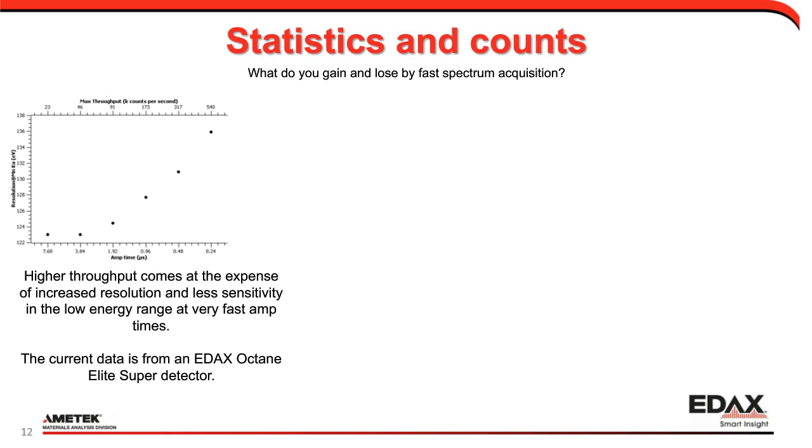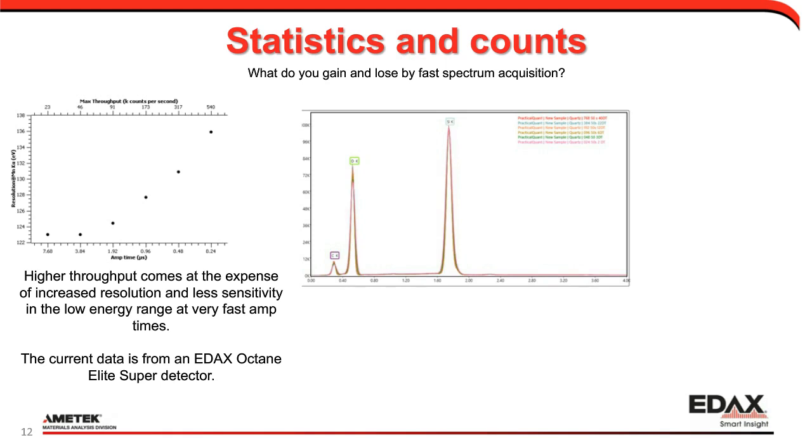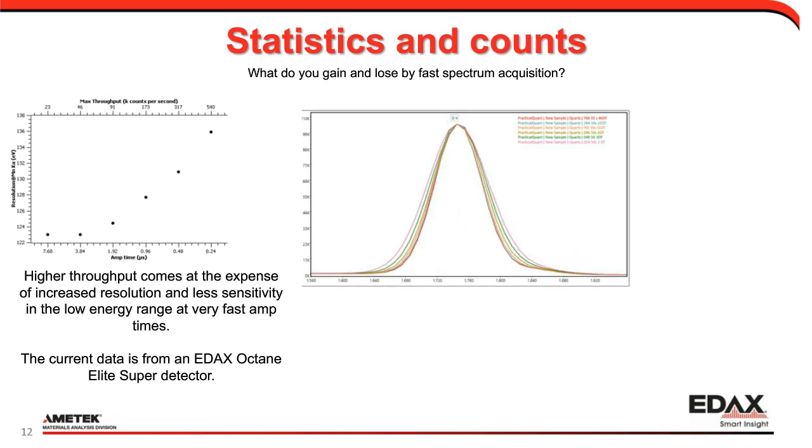You look at that curve, it looks like it's increasing quite a bit, but if you remember the earlier curve, this change is actually pretty small relative to older detectors. So even at these very fast amp times, the resolution is still very good. We can look at this on a spectrum. These are spectra overlaid, collected at these different amp times. We zoom in on a peak here. You can see as we decrease the amp time, we get a little bit of peak broadening, but it's not a very significant effect.